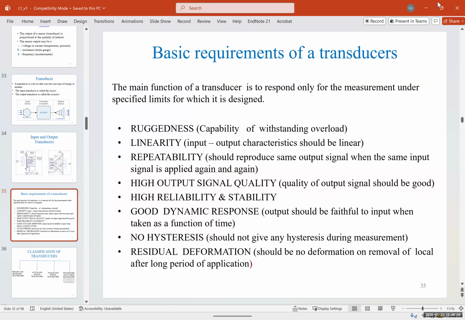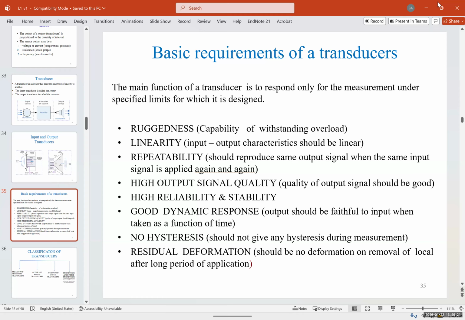Now, a good transducer must have certain properties, or certain requirements. Some of them: first is ruggedness, the capability of withstanding overload. We don't want it to break after the first time we record something. It's going to last a lot.